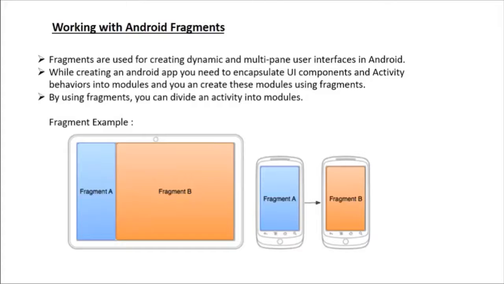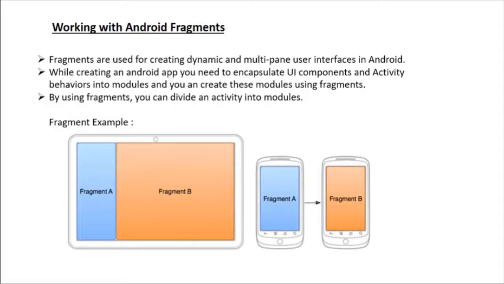Here we have two screen sizes, a large screen and a standard screen size. We have a single activity on both of the screen sizes, but here we divide that single activity into two modules. The first module is fragment A and the second module is fragment B. On a large screen, we display the two modules at the same time. But on a normal, small screen, we display one module at a time, and the user has to click fragment A to open fragment B. So this is the actual use of a fragment in an activity.